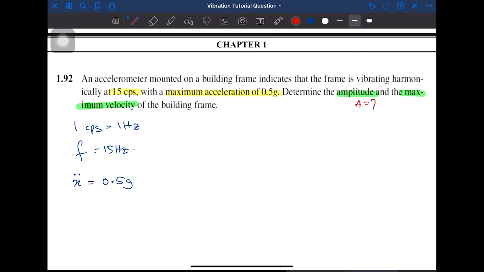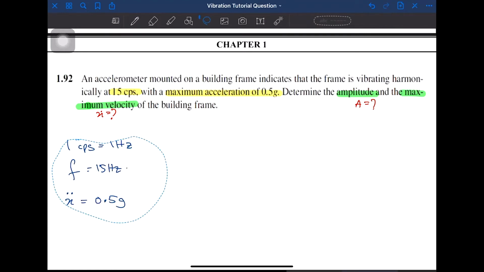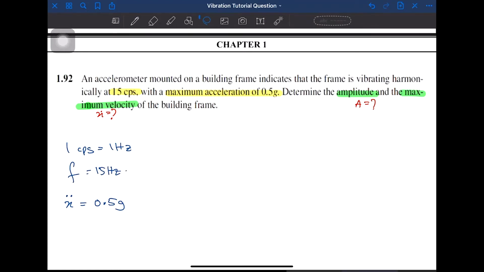What is A and what is x dot? All right, velocity is x dot, right? So the question wants you to find two things here of the building frame. So first of all, what can you do for this question?